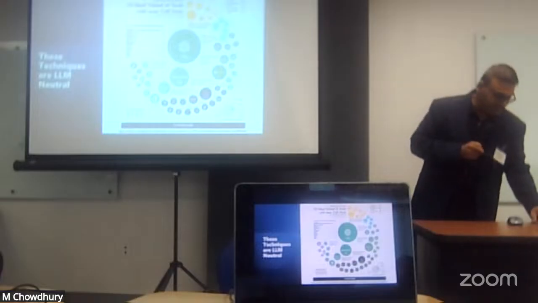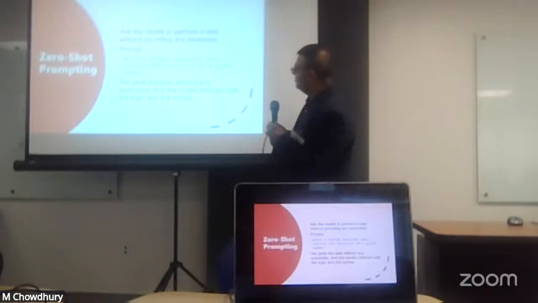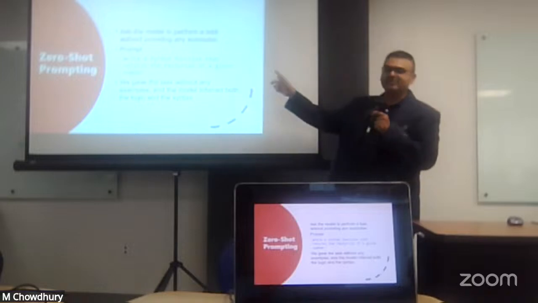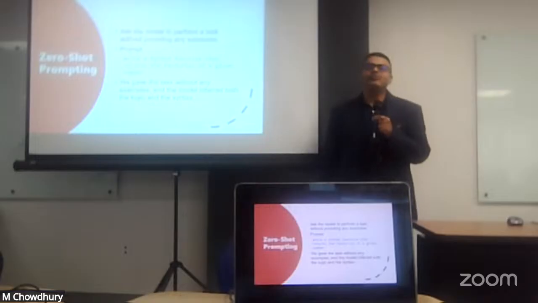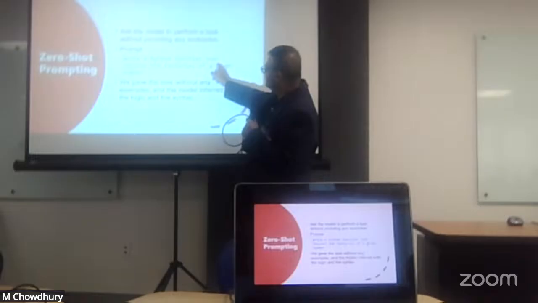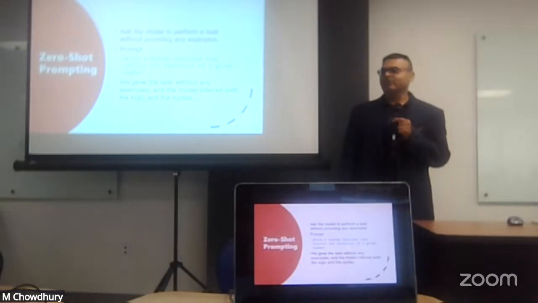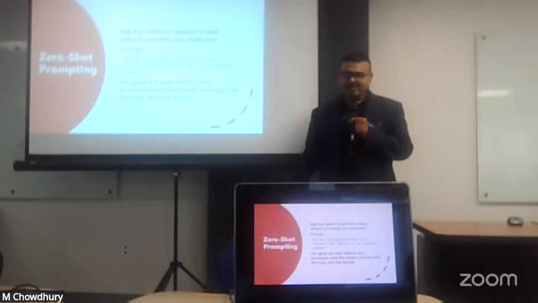So the first technique that I'm going to show you is called zero-shot prompting. Why is this zero-shot prompting? Because you are asking a question without any context. For example: write a Python function that returns the factorial of a given number. I'm not asking a very generic question like, what is the weather today?